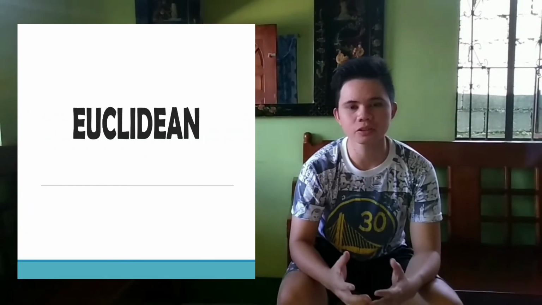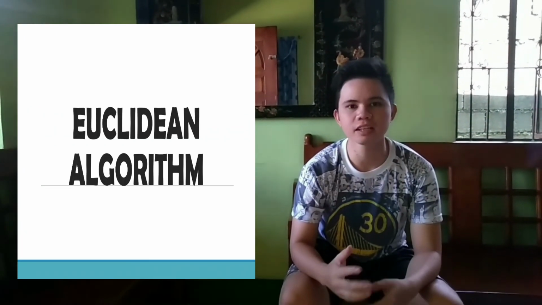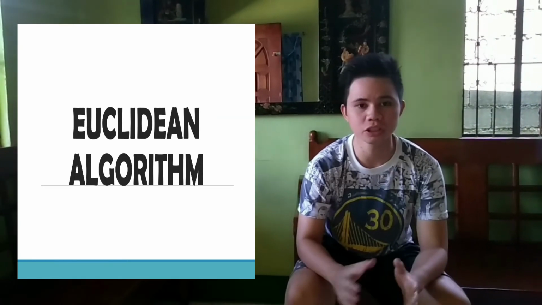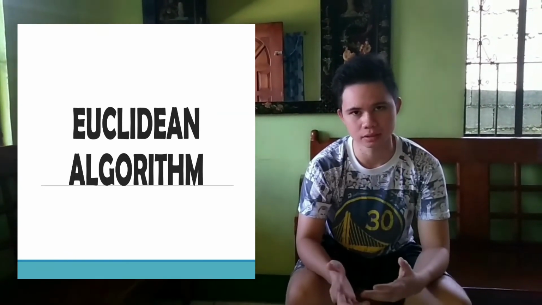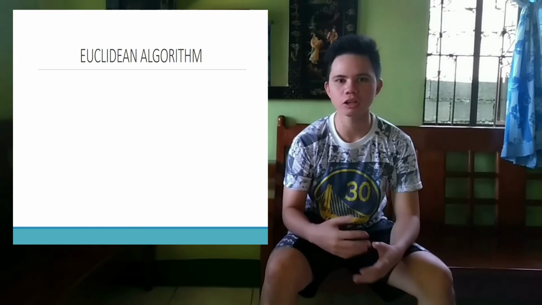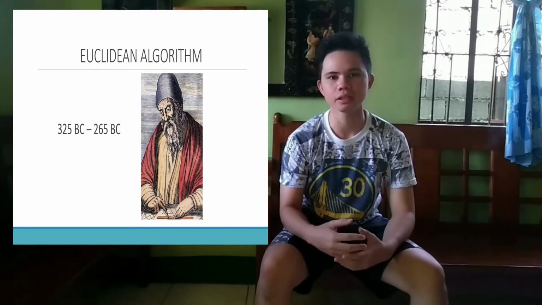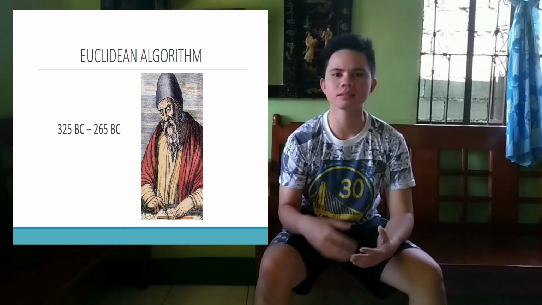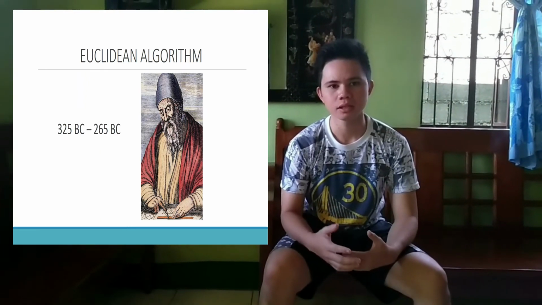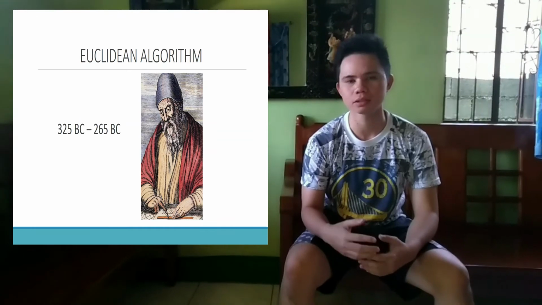The Euclidean algorithm is a method for finding the greatest common divisor, or GCD, of two positive integers. It's a very old method, around 2,300 years old. It first appeared in Euclid's Elements. What makes this method powerful is you don't have to factor the numbers to find the GCD.